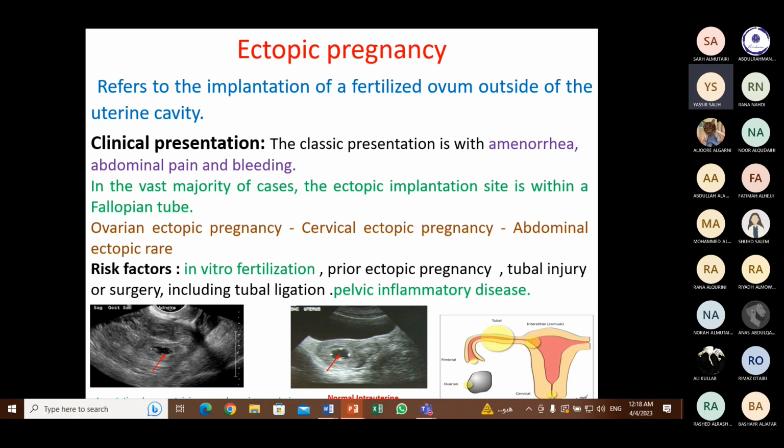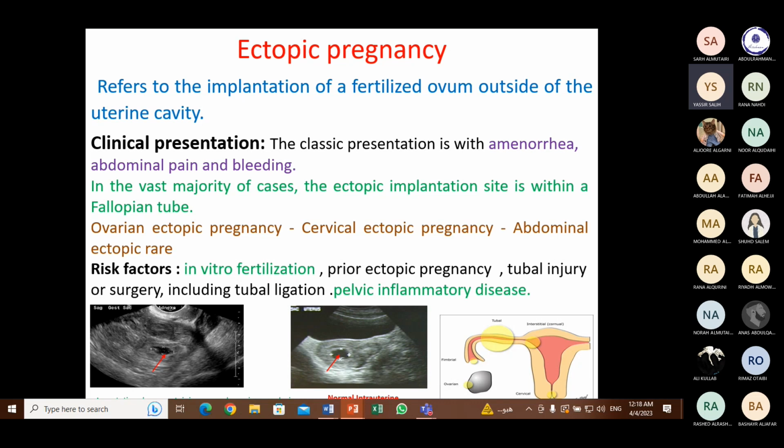As we said, the common site of abnormal implantation is the fallopian tube. So this is the common site of abnormal implantation of the pregnancy, although it can occur in other parts, such as the abdomen or the cervical region.